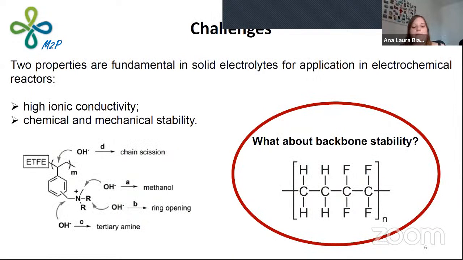There are two properties that are fundamental in solid electrolytes in electrochemical reactors: the ionic conductivity and the chemical stability. Many works in the literature have talked about the attack of the hydroxide ion on the amine or on the monomer grafted into the base polymer. That depends a lot on the hydration level of the membrane. But few works have focused on the stability of this base polymer. If the base polymer undergoes any type of degradation, the entire membrane will degrade or become fragile. So this is the structure of the ETFE, that's the polymer we've been working with.